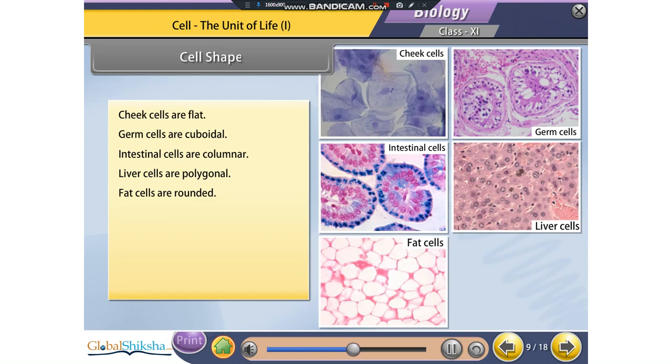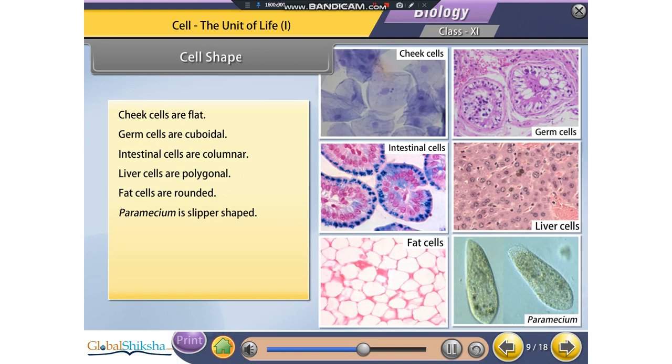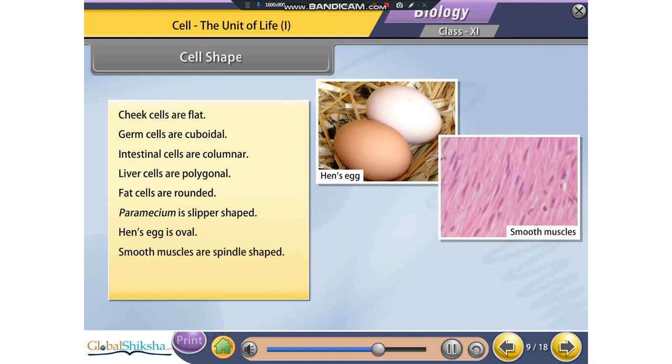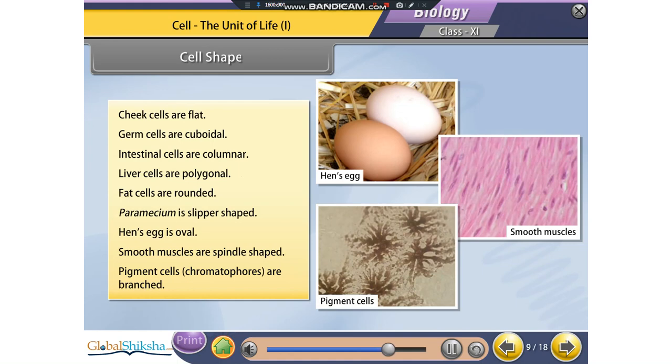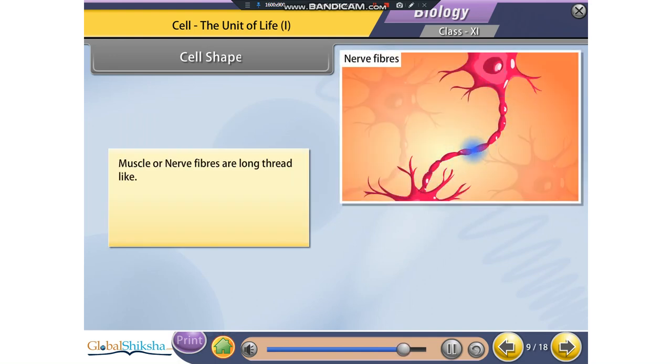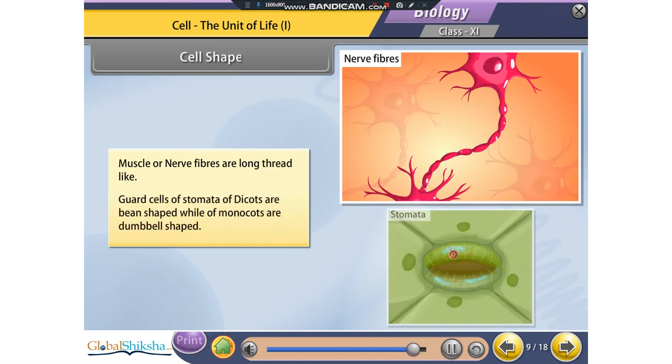Fat cells are rounded. Paramecium is slipper-shaped. Egg is oval. Smooth muscles are spindle-shaped. Pigment cells, that is, chromatophores, are branched. Muscle or nerve fibers are long and thread-like. Guard cells of stomata of dicots are bean-shaped, while those of monocots are dumbbell-shaped.